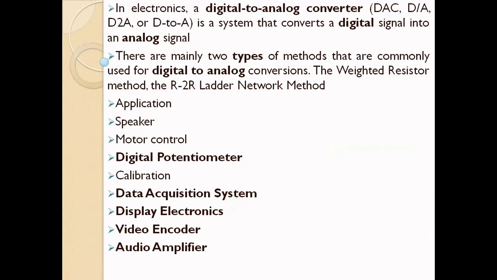There are two methods to convert a digital signal into an analog signal. You have already studied them in measurements and instrumentation and LIC subjects. One is called the weighted resistor method. Another one is called the R-2R ladder network method.